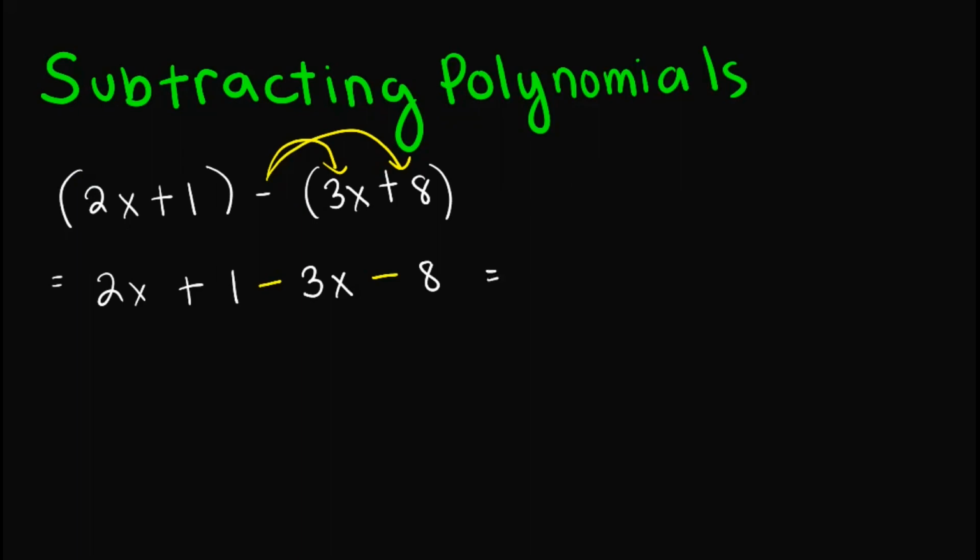Combining the like terms, we have 2x minus 3x. This first one would give us negative x. Then this one, 1 and negative 8, would give us negative 7. And that is the answer for this one. Let's go on to the next example.